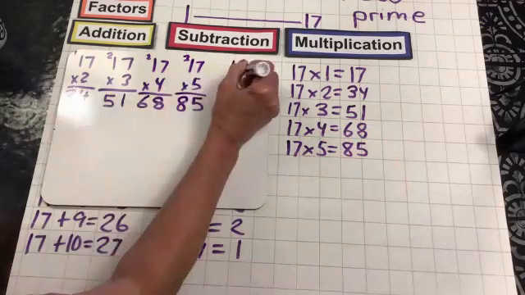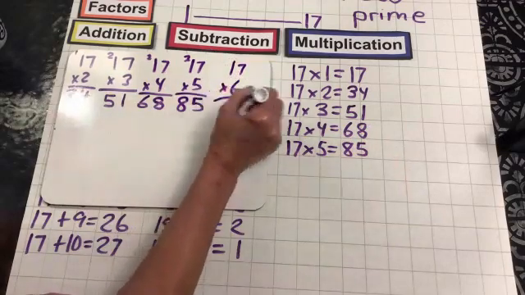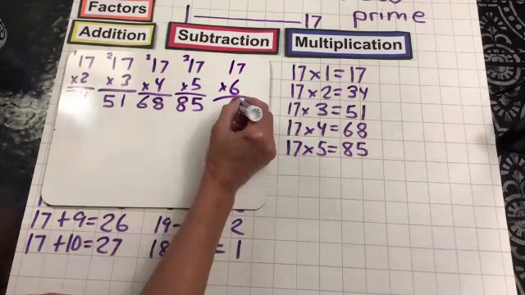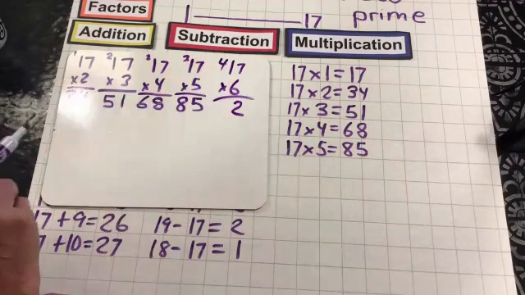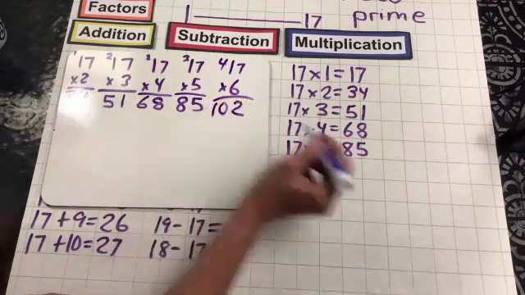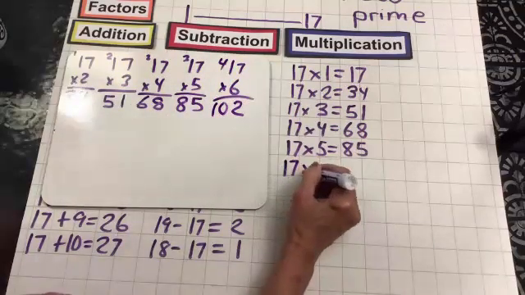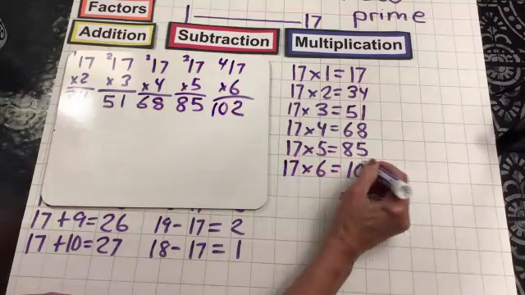Then we have 17 times 6. 6 times 7 is 42. Drop the 2, carry the 4. 6 times 1 is 6 plus 4 is 10. So 17 times 6 equals 102.